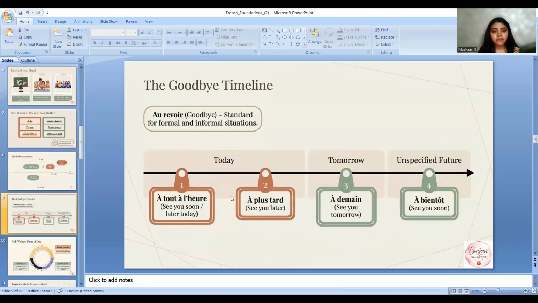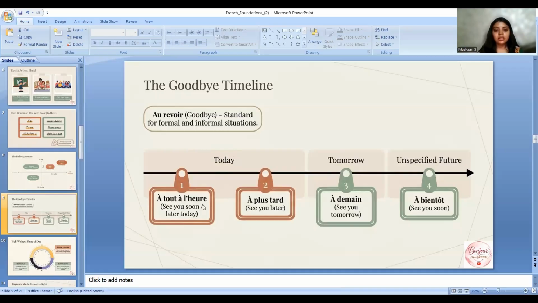Next thing, if you are meeting someone today, like after some time, you can say à tout à l'heure. À tout à l'heure means see you soon or later today. It means see you soon today, after some time. So see you soon or later today will be à tout à l'heure. How do we say it? À tout à l'heure.